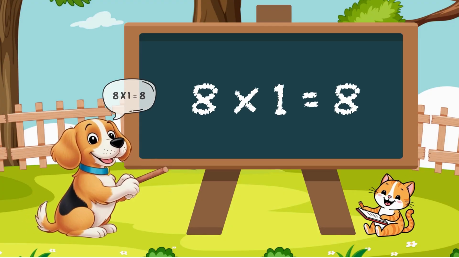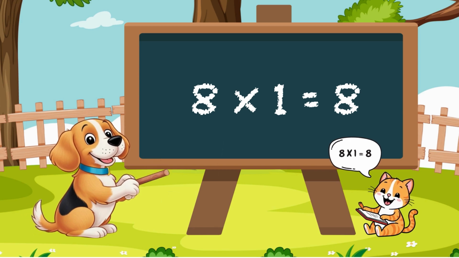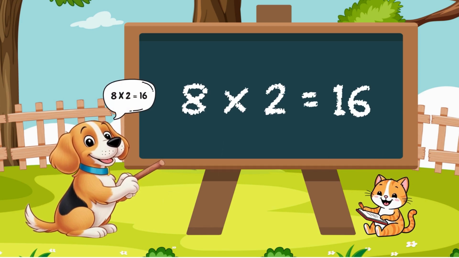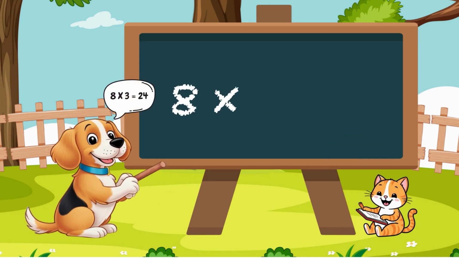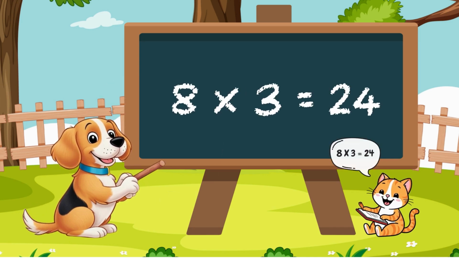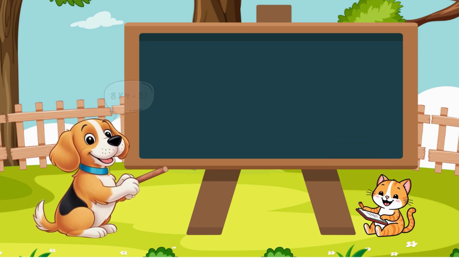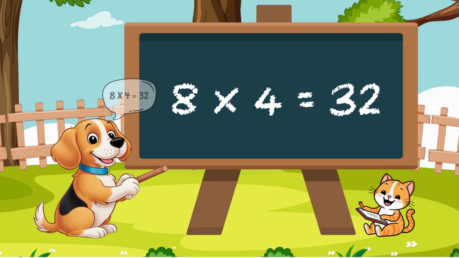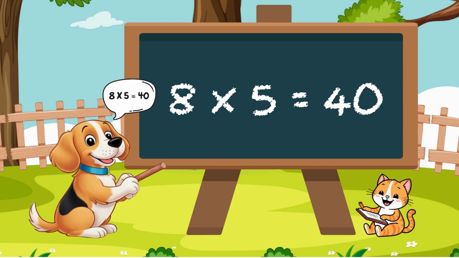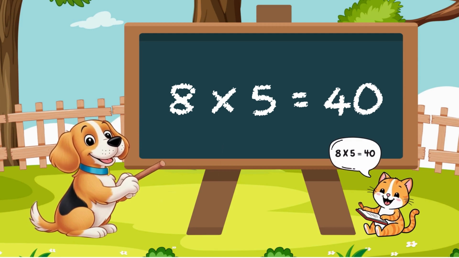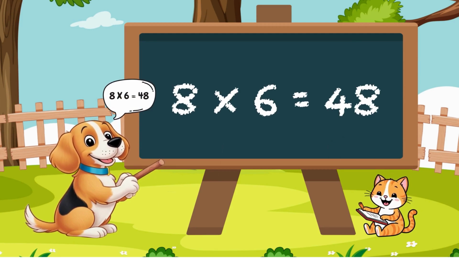One more time. Eight ones are 8. Eight twos are 16. Eight threes are 24. Eight fours are 32. Eight fives are 40.